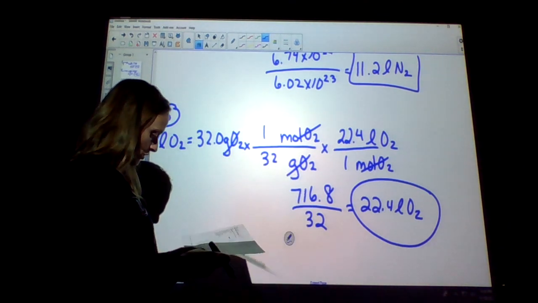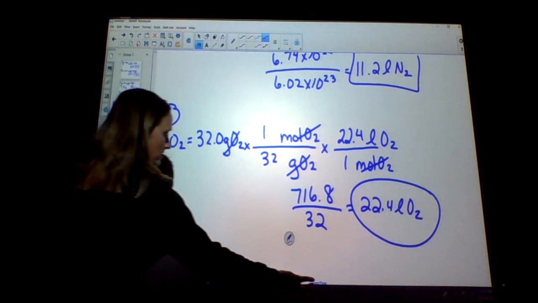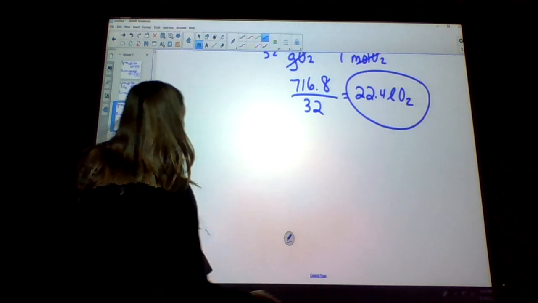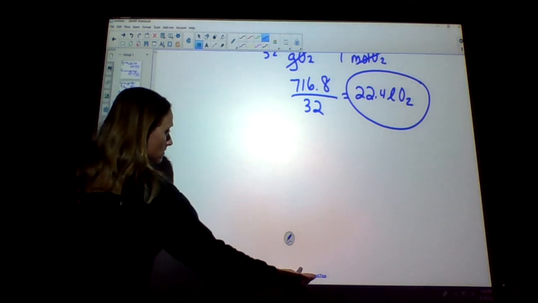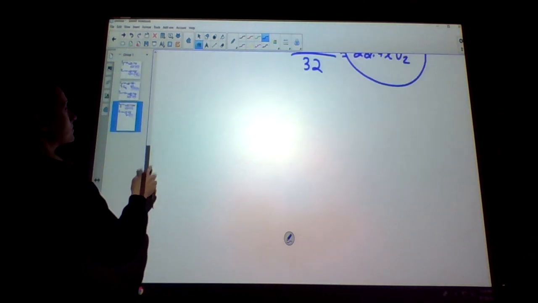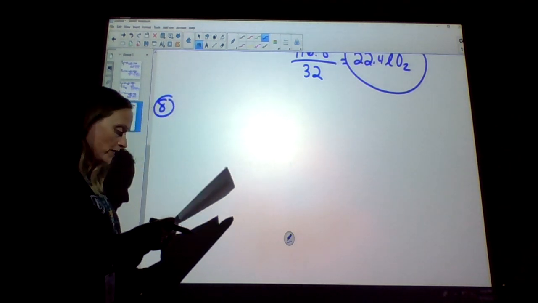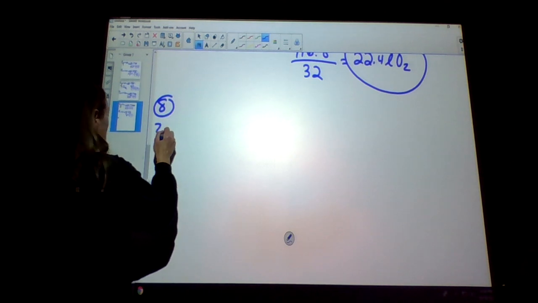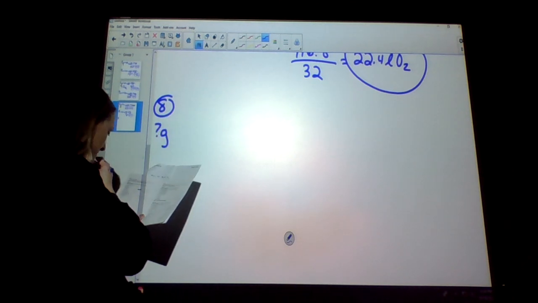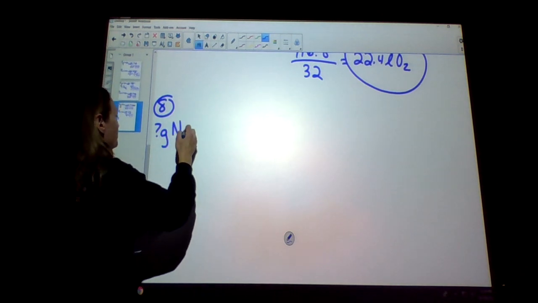And then we go to number 8. So with number 8, we want to know what is the mass in grams. And we are specifically working with diatomic nitrogen.